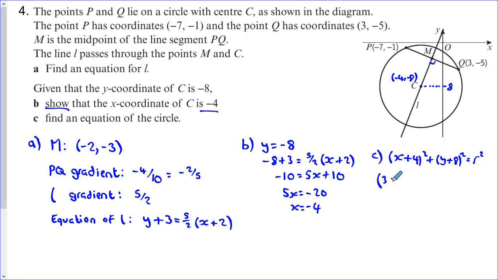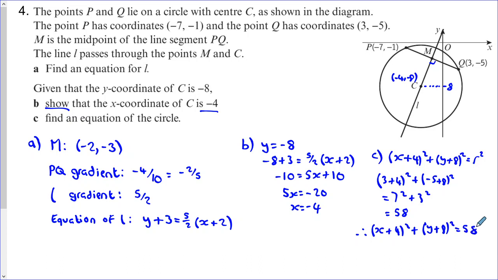So that's what I'm going to do. Substitute this x in, 3 plus 4 squared. Substitute this y in, minus 5 plus 8 squared. 7 squared plus 3 squared, so 49 add 9, that's 58. So that must be what r squared is. Therefore, we have our equation of the circle, (x plus 4) squared plus (y plus 8) squared equals 58. And we're done.